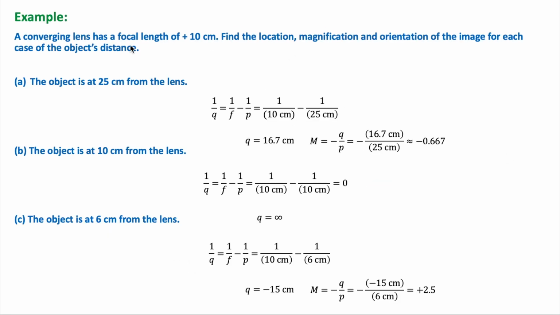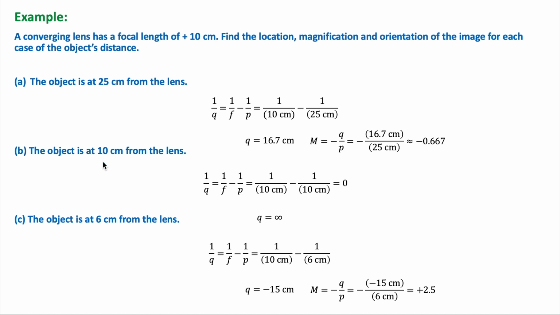So let's consider this example of a converging lens with a focal length of 10 centimeters, and we want to find the location, magnification, and orientation of the image for each case of the object's distance. In the first case, the object is at a distance of 25 centimeters, which is greater than the focal length. We can find q using the lens equation, and it's equal to 16.7 centimeters, and the magnification is minus 0.667. The positive sign of q shows that the image is real at the back side of the lens, and the magnification indicates that the image is smaller than the object, and the negative sign of the magnification shows that the image is inverted, as expected, because p is greater than the focal length.